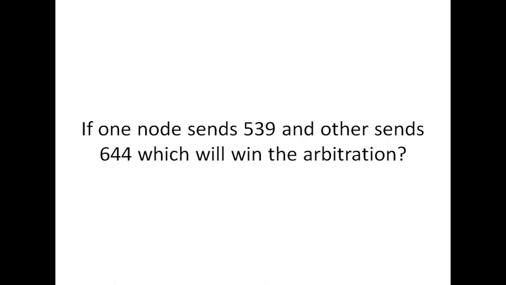Okay, the next question is, if one node sends an identifier 539 and another node sends 644, which will win the arbitration? As I mentioned earlier, if two nodes initiate a data transfer at the same time, then it has to go through the arbitration process. During arbitration, the lower identifier has the higher priority. In this case 539 has the lower identifier, so 539 is allowed to send the data, and it will win the arbitration.